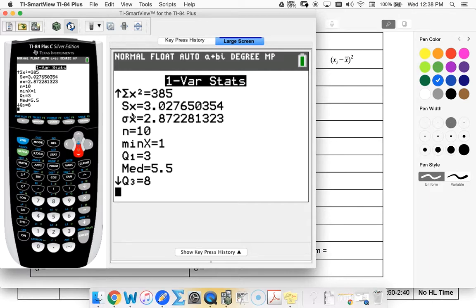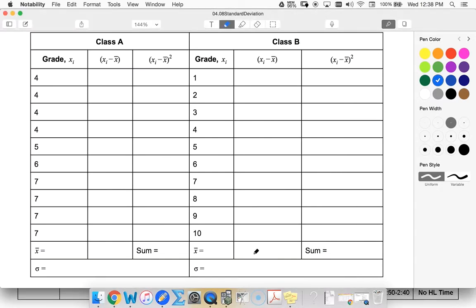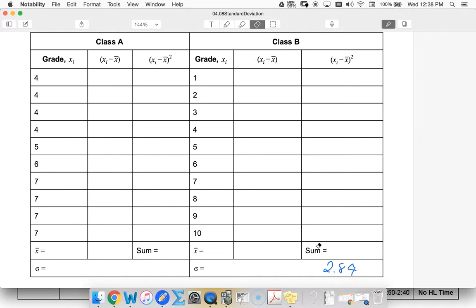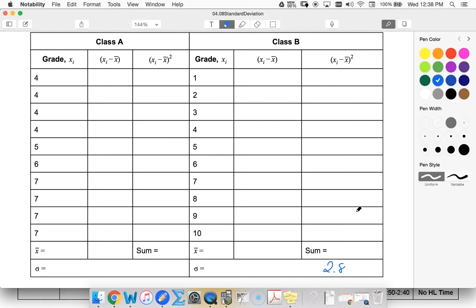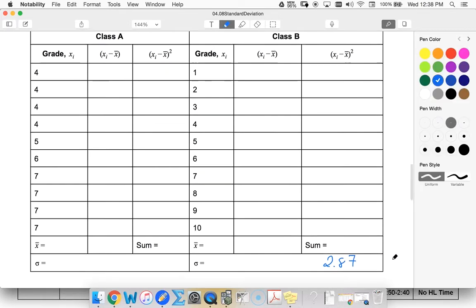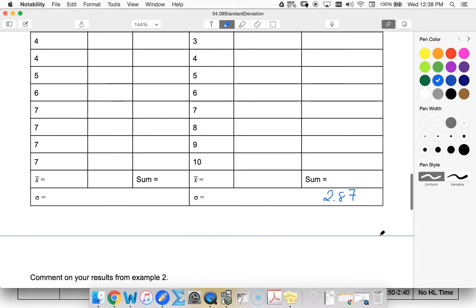Remember, I said sigma is what we use for standard deviation, and my sigma value for the first set we had is 2.87. Sorry, that's the second set. So 2.87 was my standard deviation. So what this means is that, let me put that down there, we're saying that 68% of those numbers are this distance away from the mean.